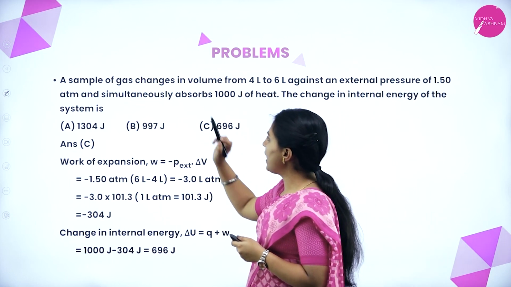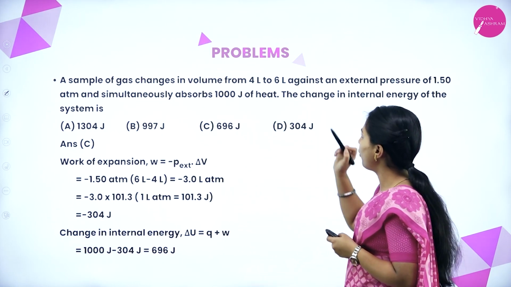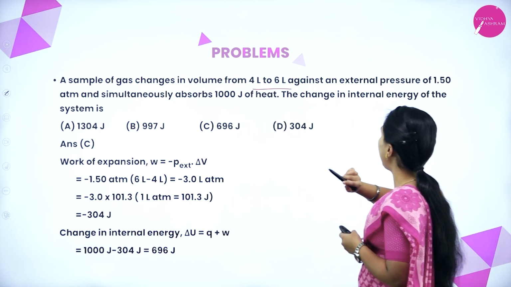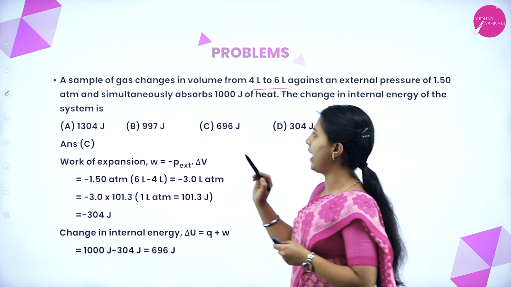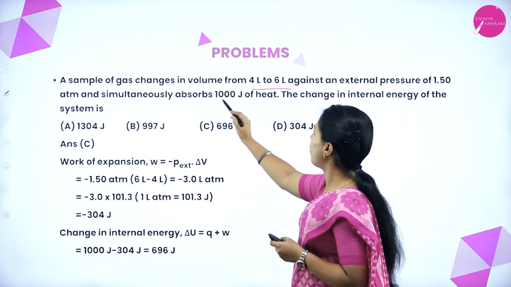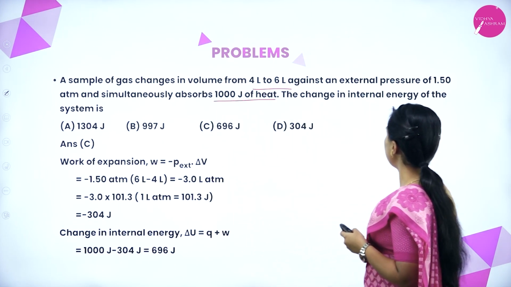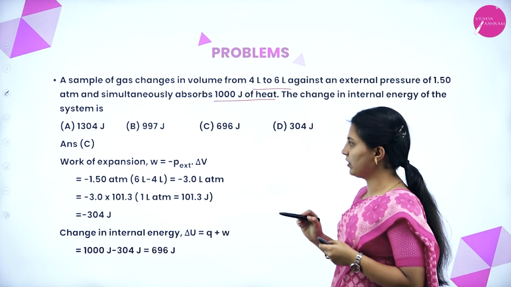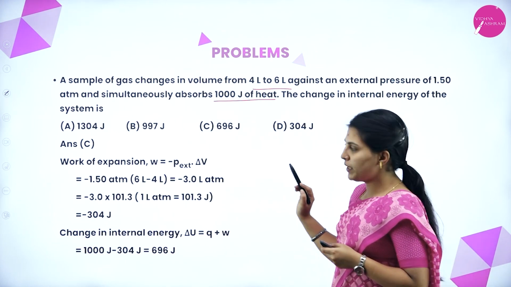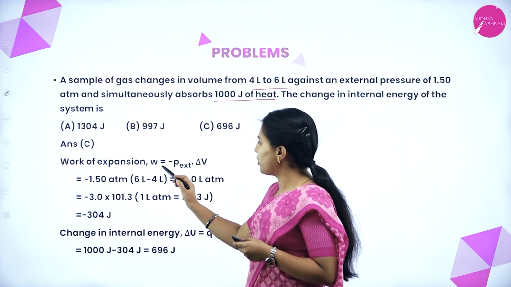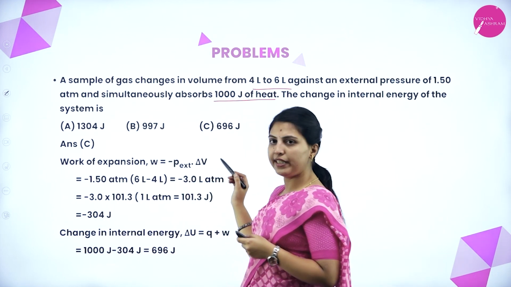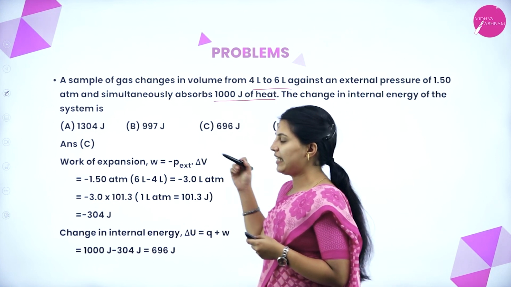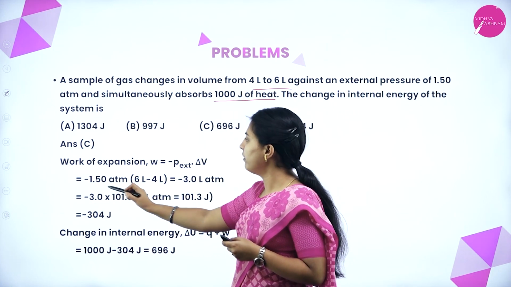A sample of gas changes in volume from 4 liter to 6 liter against an external pressure of 1.50 atmosphere and simultaneously absorbs 1000 joules of heat. The change in internal energy of the system is? There are 4 options. Work of expansion, work equals minus P external into delta V. It means it has been expanded, that's why negative.